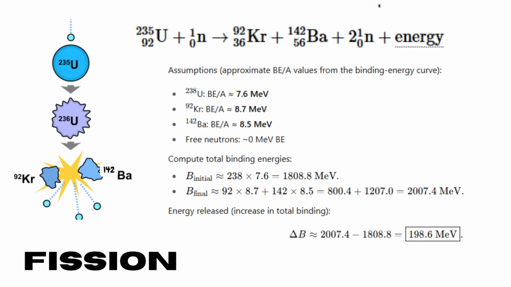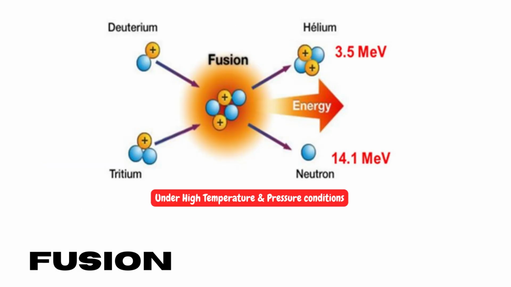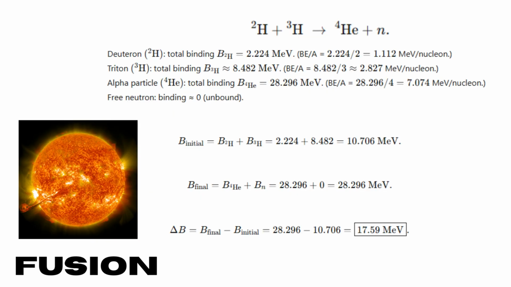Okay, now let's flip to the other side. Fusion. This is the exact opposite process. Here, you take super light nuclei, like different versions of hydrogen, and you squish them together so hard that they merge into a single, heavier nucleus. Now to do this, you have to overcome the incredible force of those positive protons pushing each other apart, and that takes insane amounts of temperature and pressure, the kind of conditions you'd only find in the core of a star. Fusion is exactly what's happening in our sun right now.